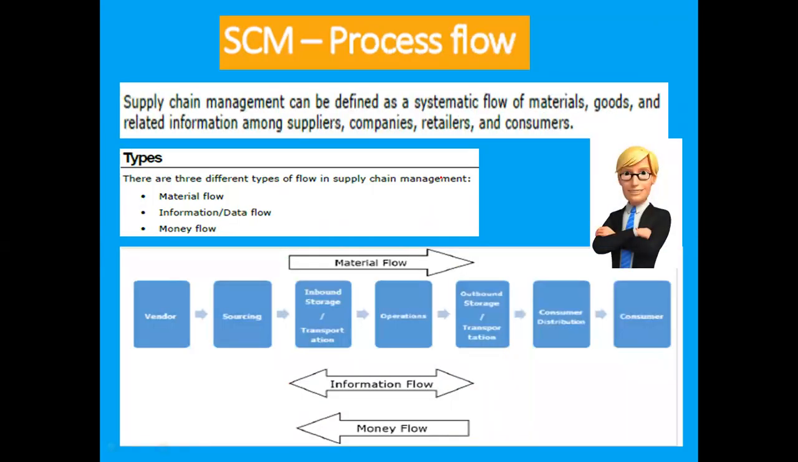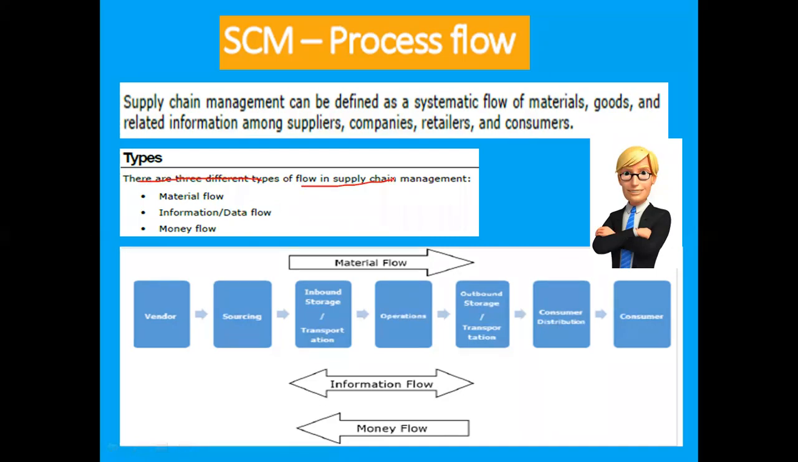Next, what is the process flow? How the supply chain management process flow takes place. Supply chain management can be defined as a systematic flow of materials, goods, services, and related information among the suppliers, companies, retailers, and consumers. So, coming to the process flow types, what are the various process flow types? There are 3 different types of flow in supply chain management.